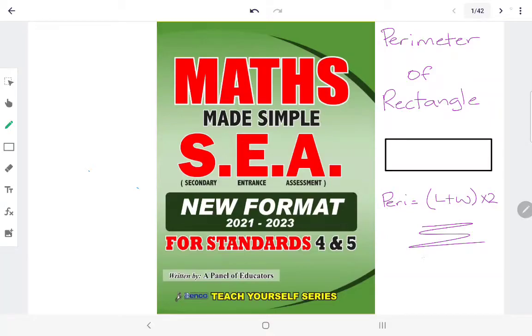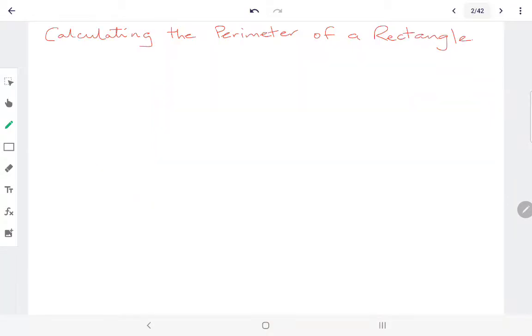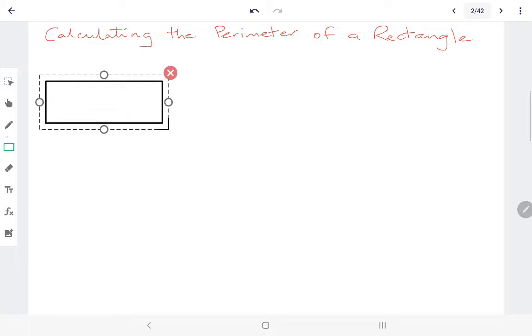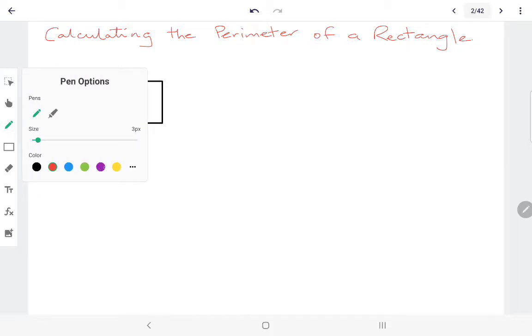Alright, calculating the perimeter of a rectangle. So we all know that a rectangle has a length and a width. The width is the shorter side of the rectangle, length is the longer side, right? So to calculate perimeter, what perimeter is? Perimeter is known as the distance around the shape. So it's everything around the entire shape.